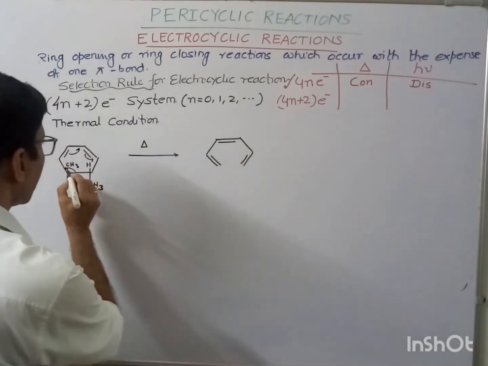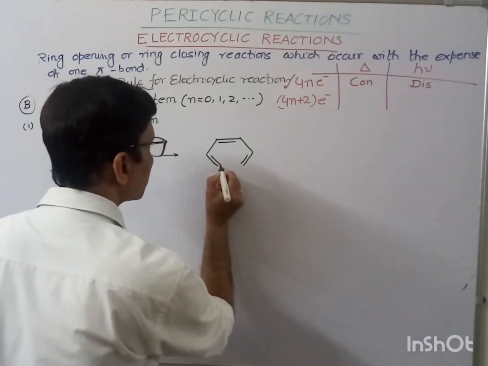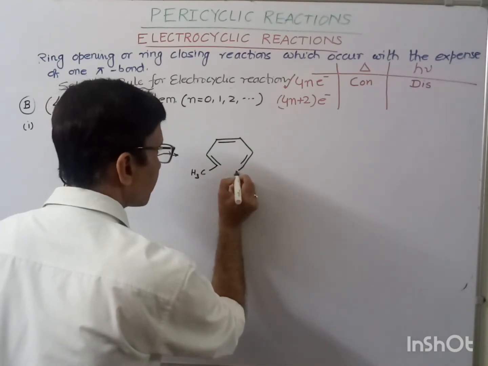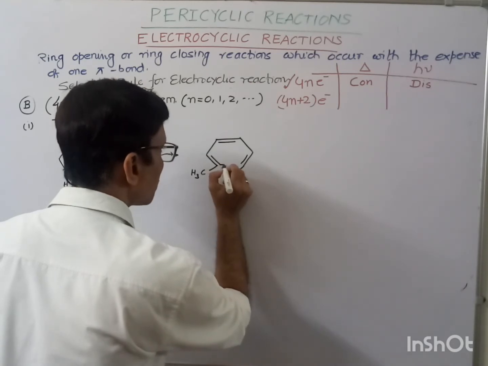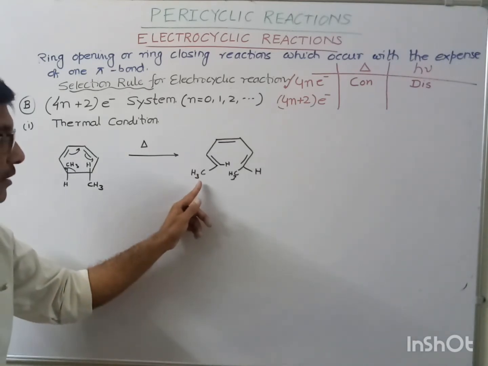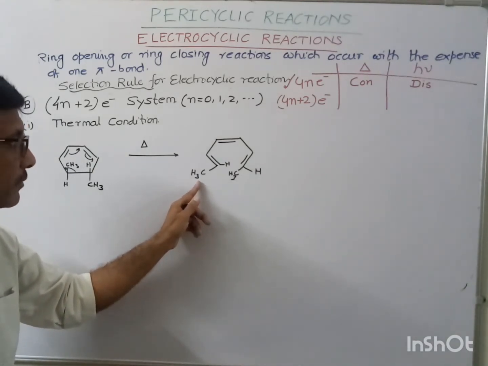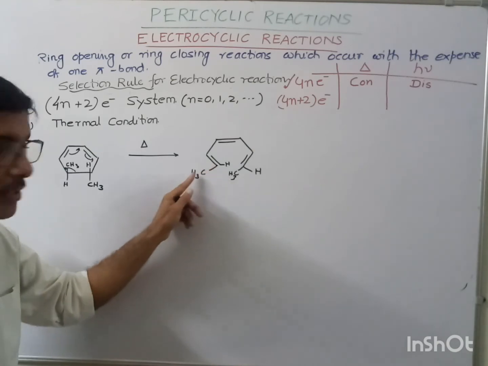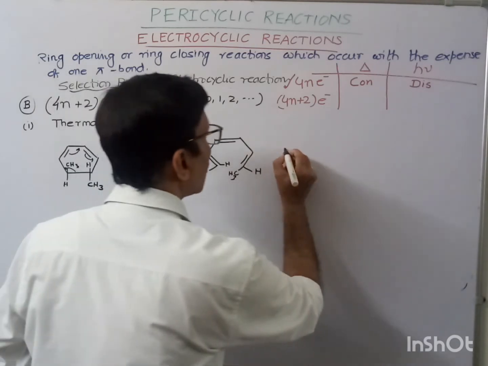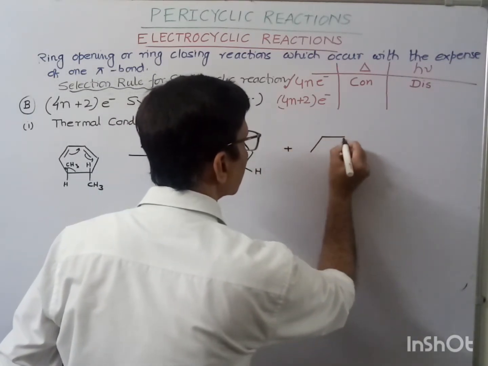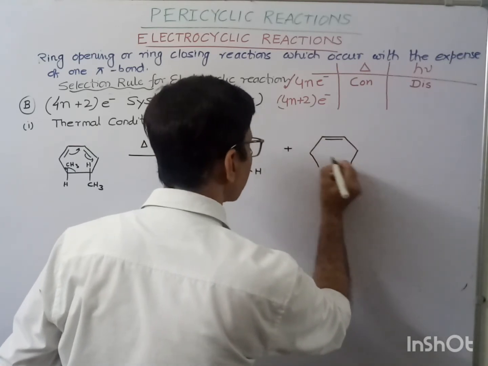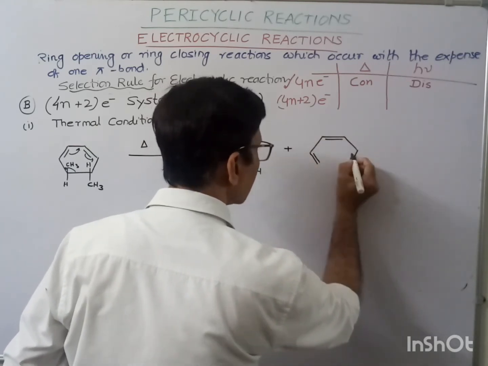So this was the product, and in this case under thermal condition we have seen that one methyl group is going outside and another methyl group is going inside. Either this product, or you may write, when the orbitals move in different directions, then you can see the product.